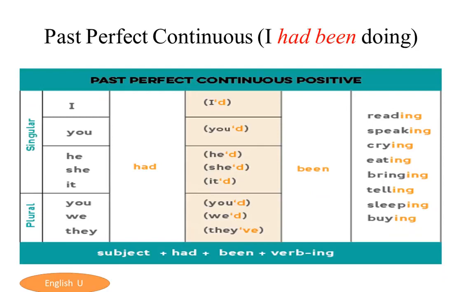And this is also the form of past perfect continuous, that we have singular and plural. I, he, she, it is a singular pronoun. You, we, they is a plural pronoun. You can be both singular and plural. For example, like I had been reading, you had been speaking, he had been crying, she had been eating, it had been drinking, you had been telling, we had been sleeping, they had been buying. So this is the note: had, in yellow here. You have to remember.